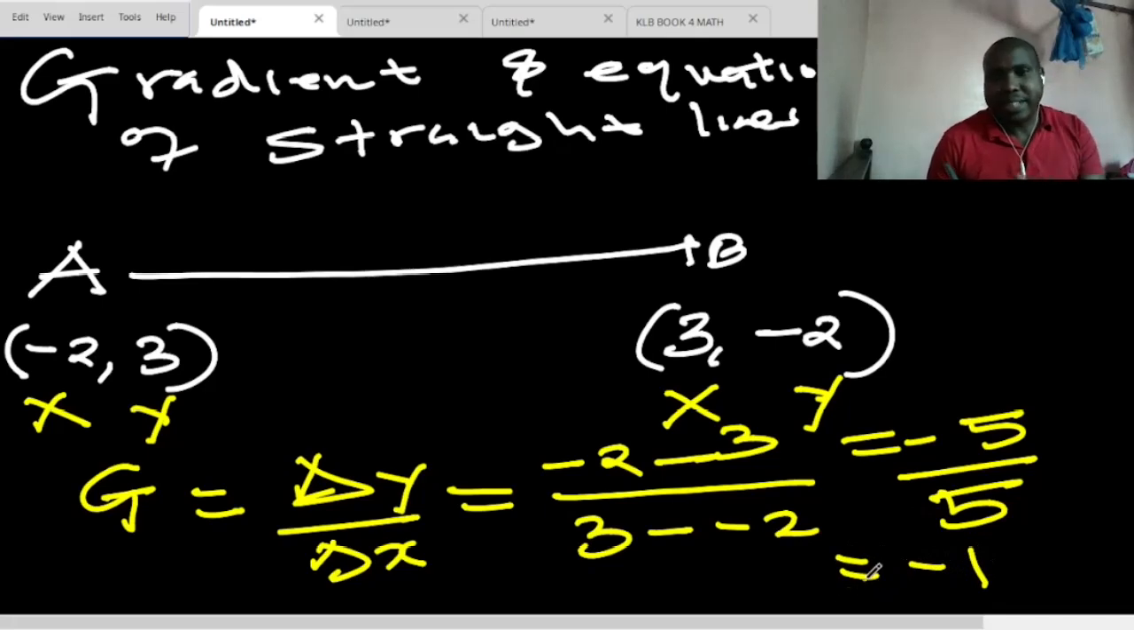Why is this important? In form 4 in differentiation, we are going to calculate the equation of a tangent. What is a tangent? A tangent is a straight line. We are going to calculate the equation of the normal to the tangent. The normal to the tangent is a straight line. They meet at 90 degrees, they are perpendicular. Good. So let's continue now to the next part.